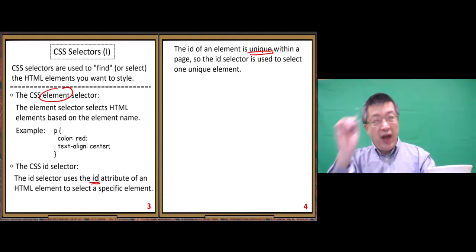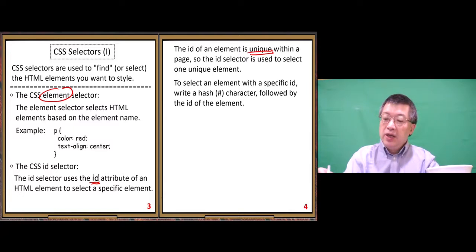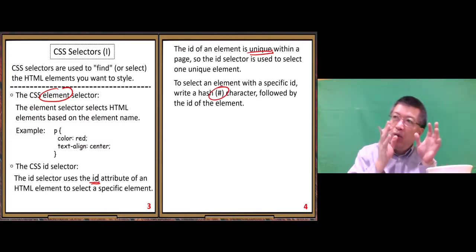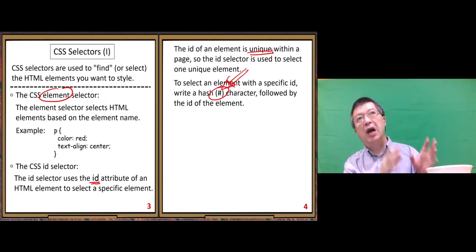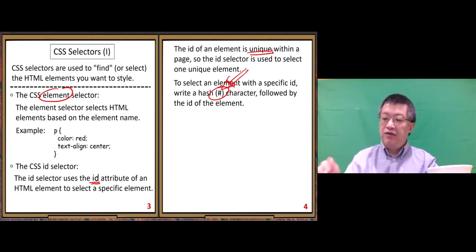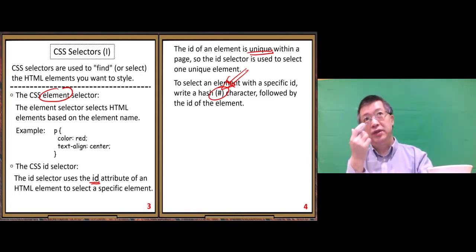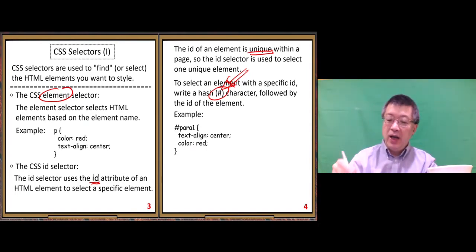All right. So then, how to do it specifically? Now we use the hash character. How do you tell the browser, I want to use the ID selector? This hash character tells the browser that it means an ID selector, followed by the ID name. For an element, you need to give an ID string, right? All right. Example.